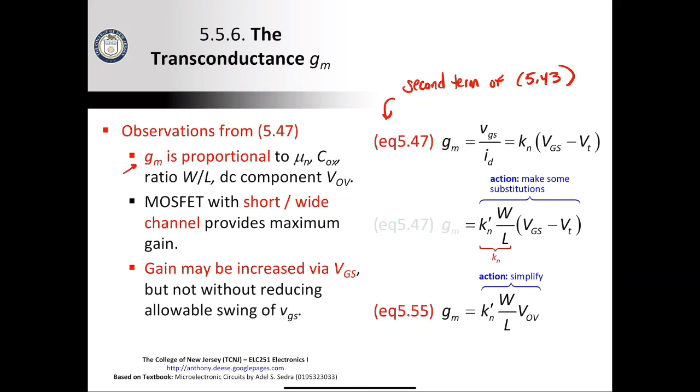GM is proportional to the device transconductance parameter, which in turn is made up of the electron mobility, the oxide capacitance, and the aspect ratio. So that is all going to play a role in the gain of the amplifier. If you're choosing a component, the larger those values are, the greater gain you can get. A MOSFET with a short and wide channel will provide maximum gain, everything else being constant. And we can increase the gain using the large signal component of VGS, but like we said before, that'll have an effect on other things like the swing.